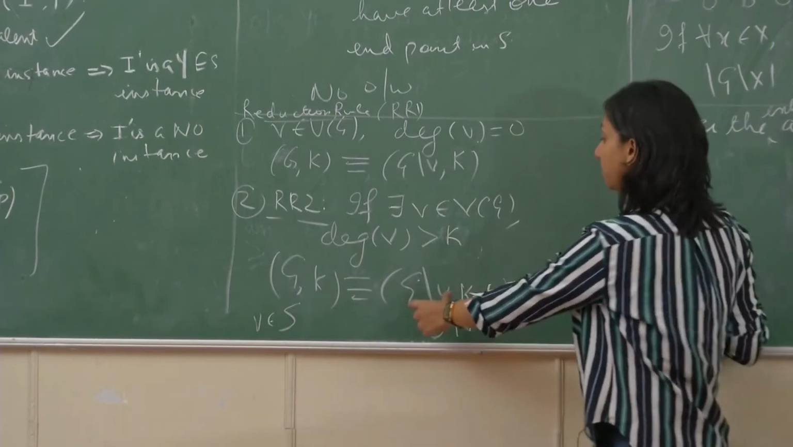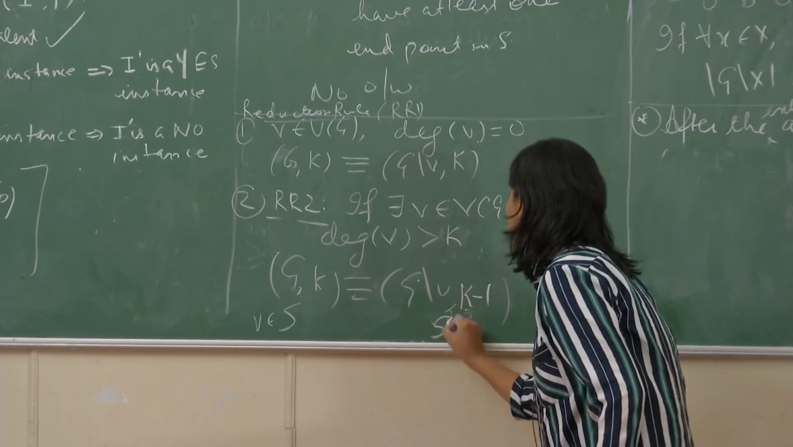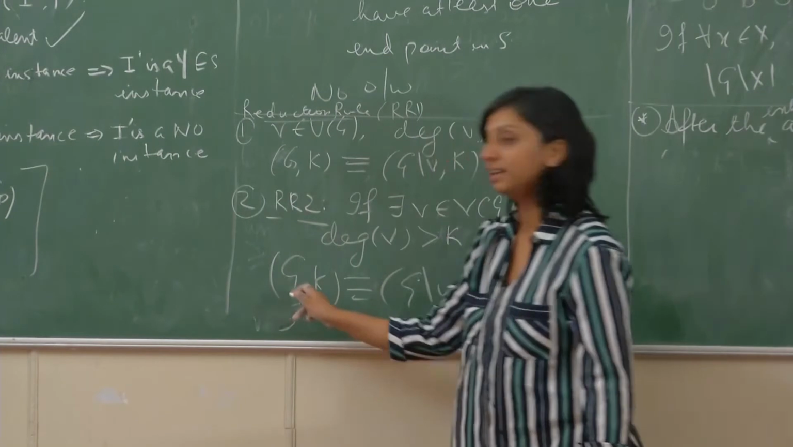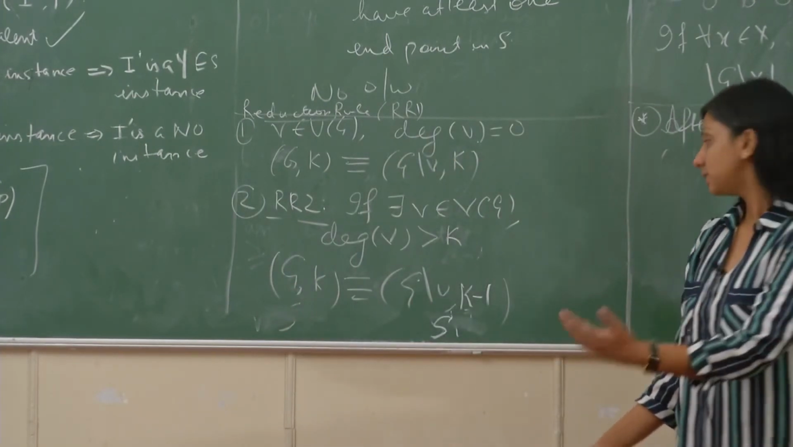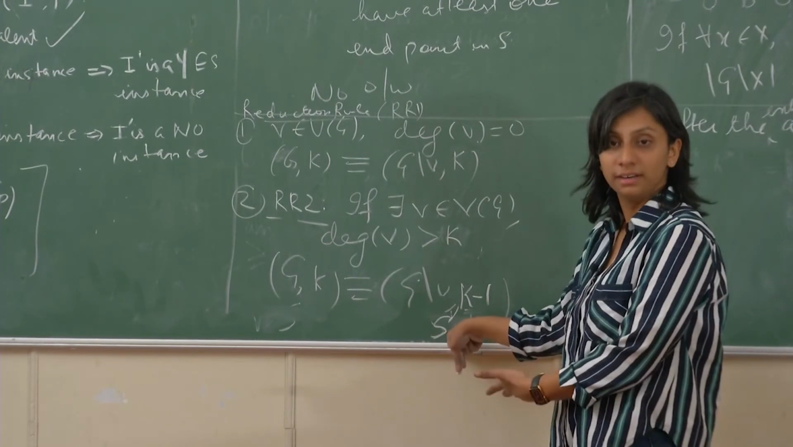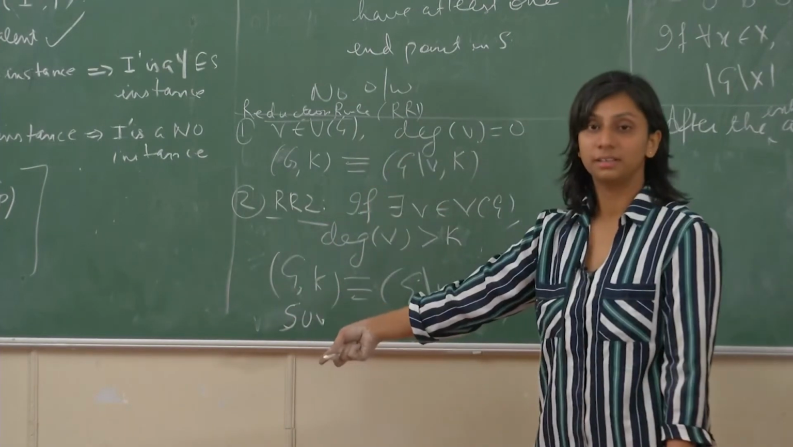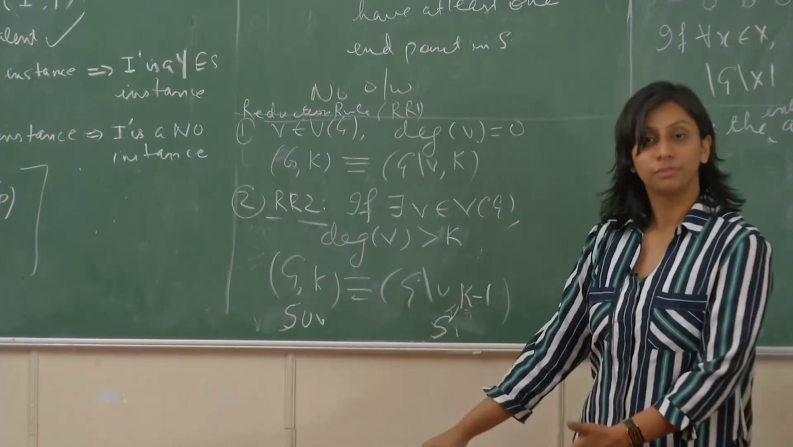For the reverse direction, suppose I give you a vertex cover S prime of this graph of size K minus 1. Then can you give me a vertex cover of size K here? Yes. So if S prime is a vertex cover here, then S prime union V is definitely a vertex cover here, right? It has size K minus 1, it has size K. So this is how you prove the formal correctness.